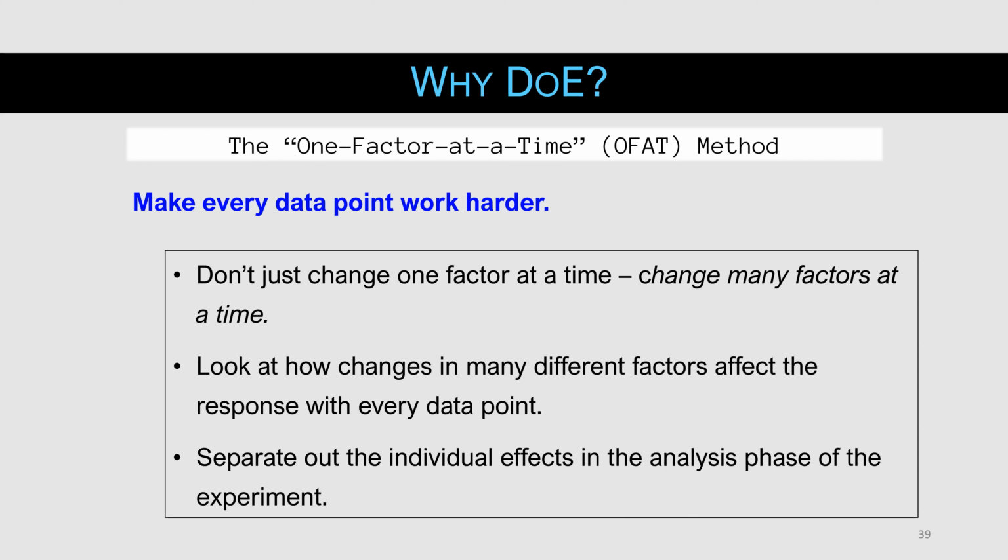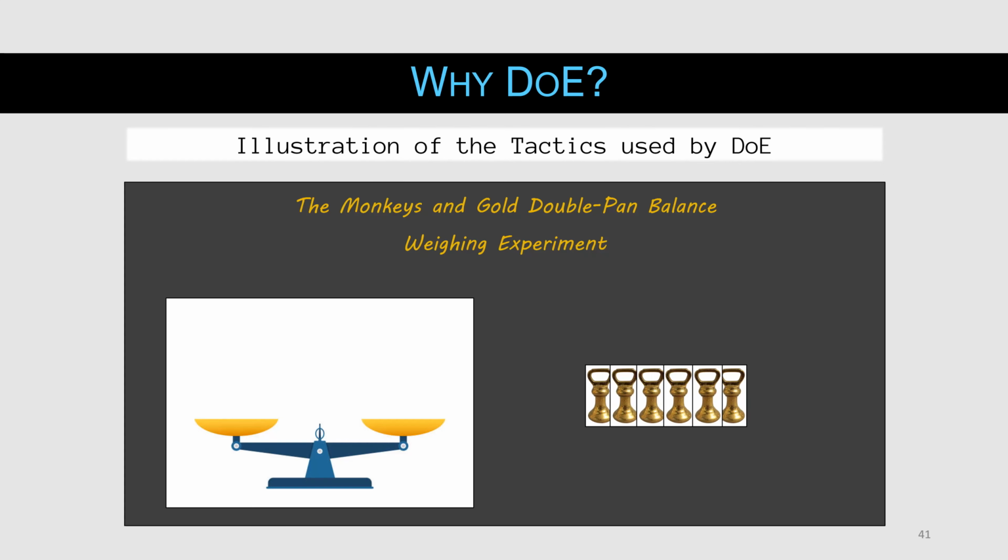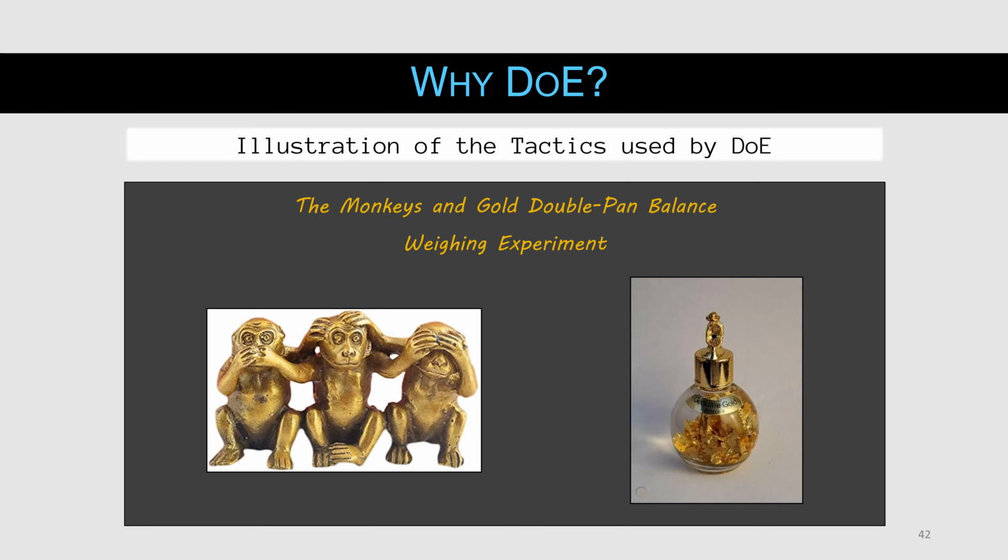I'm going to use a simple experiment to illustrate how this works. So we will illustrate the tactics that DOE uses using the monkeys and gold double pan balance weighing experiment. You are asked to weigh two objects. You have access to a double pan balance and a set of counterweights. The two objects are a brass figurine of the three wise monkeys.